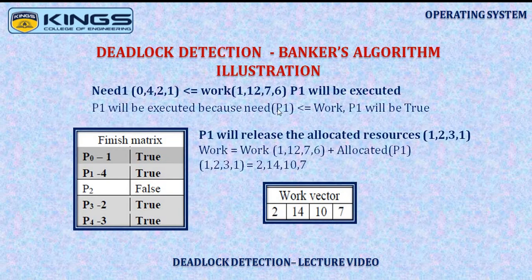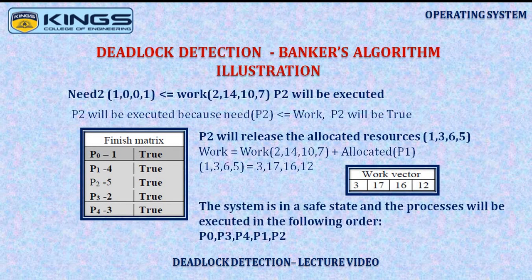Now the task is continuing. The need matrix requirement of process 1 is checked now, which is 0, 4, 2 and 1, which is less than 1, 12, 7 and 6, and now P1 is also given permission for execution. Now the status of P1 is made true, the order of execution is 4, and P1 is releasing its resources 1, 2, 3, 1, added to the work vector entry values 1, 12, 7 and 6. So the newly updated work vector entries are 2, 14, 10 and 7.